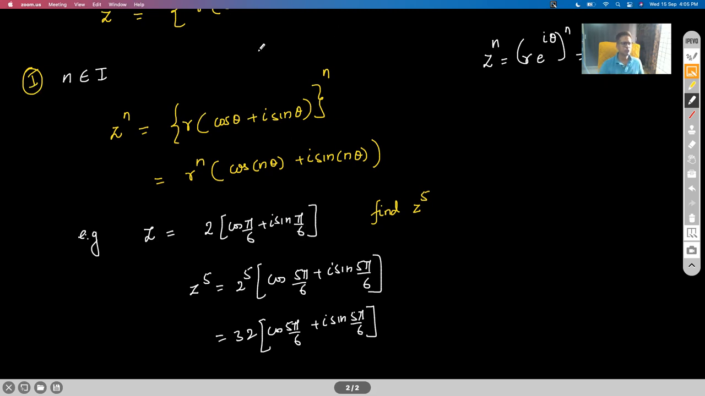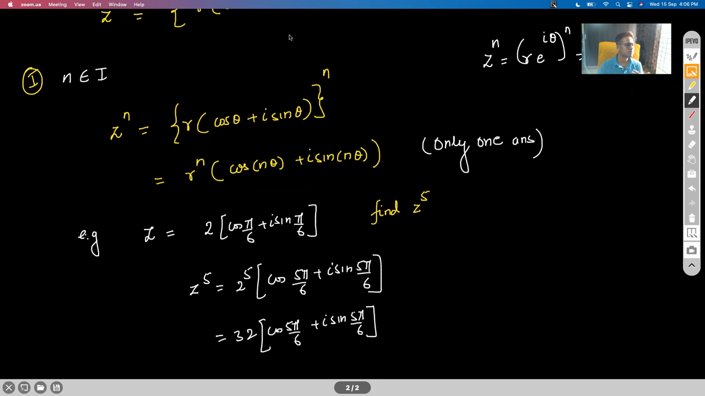So remember, when you raise a complex number to the power of n, this gives you only one answer. Why I'm saying this is because when I take n as a fraction, maybe a rational number, I will get multiple answers from there. We'll talk about it when the right time comes. As of now, let us understand this first.